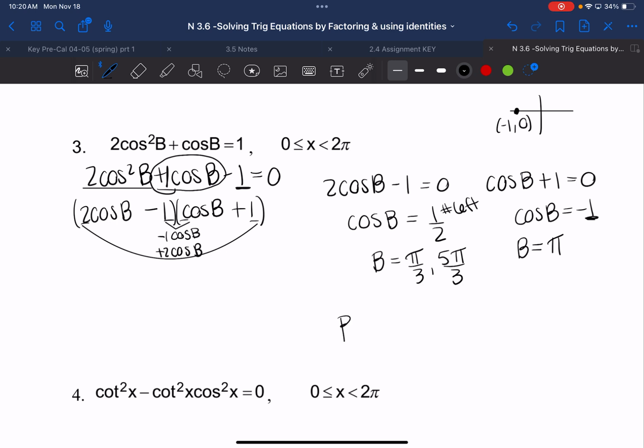Okay. So now I'm going to write my answers in order. What's the smallest? Good. And what's next? Good. And last would be nice.